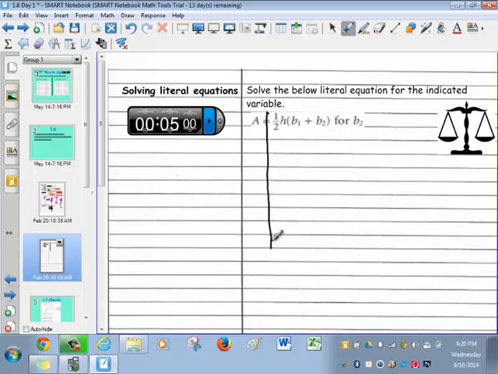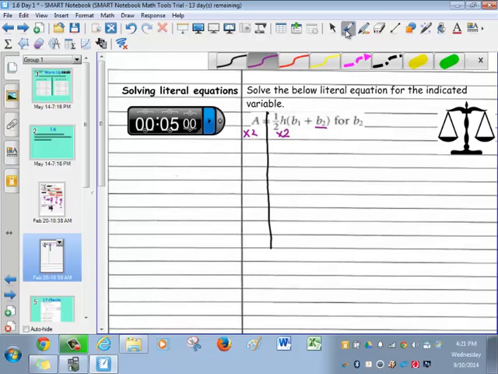I'm going to start by making my nice long railroad track. And remember, balance, everybody, balance. Whatever we do to one side, got to do it to the other side, right? So, I got my A is equal to 1/2 h times (b1 plus b2). Remember, my goal is to get this by itself. I look at this and I don't like that 1/2, but I know that I can get rid of the 1/2 by multiplying everything by 2. Because if I multiply this by 2, multiply by 2, multiply by 2, I balanced it because I did both things on both sides.